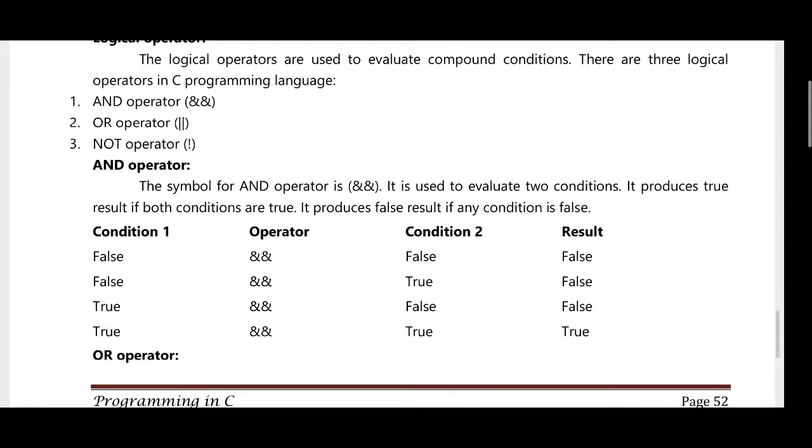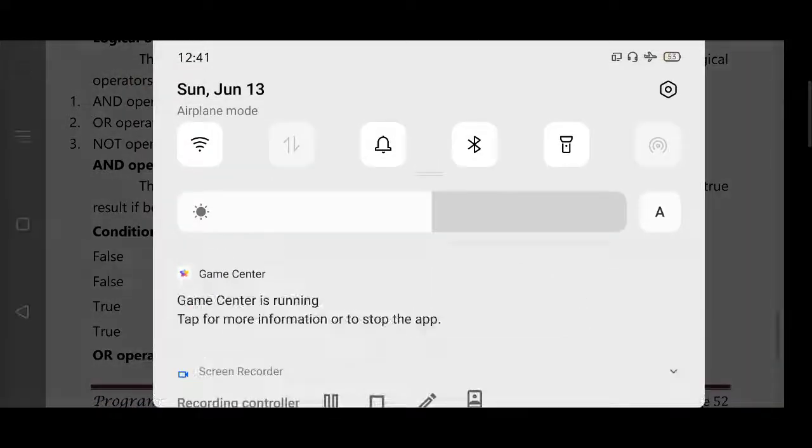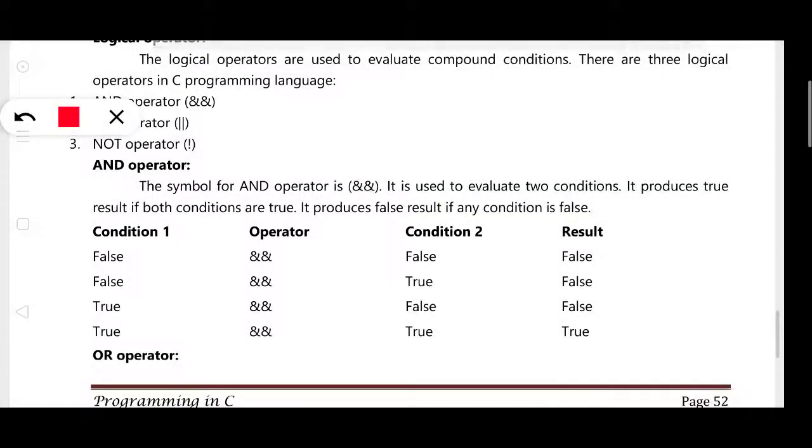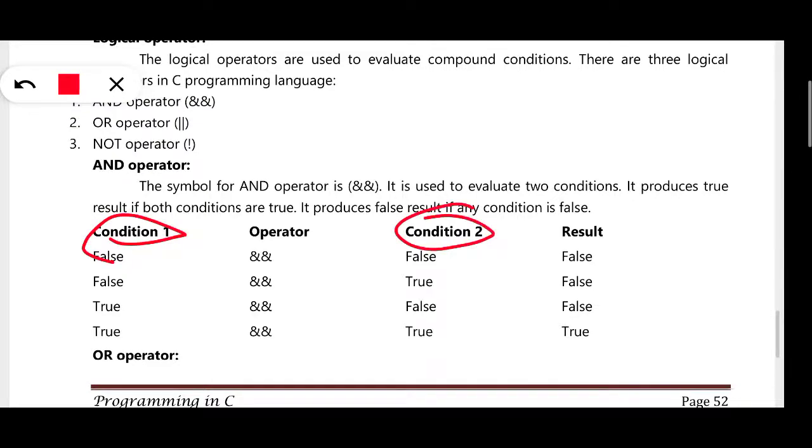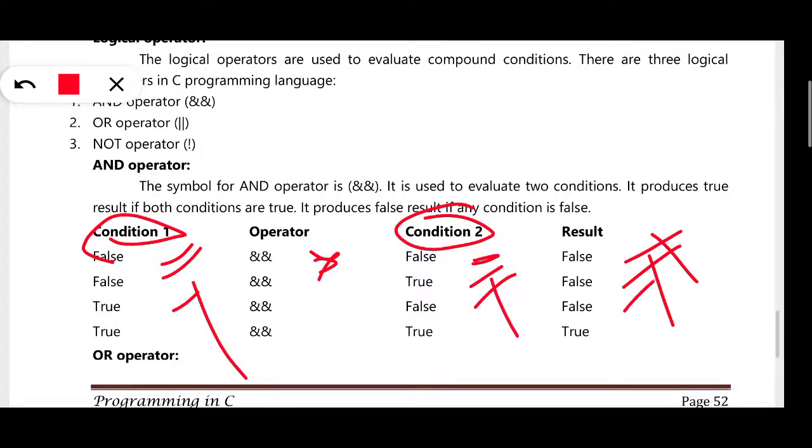You see again here, condition 1 and condition 2. We are using the AND operator. The result: condition 1 is false and condition 2 is also false, then false. Condition 1 is false, condition 2 is true, then only false. Condition 1 is true, condition 2 is false, then only false.